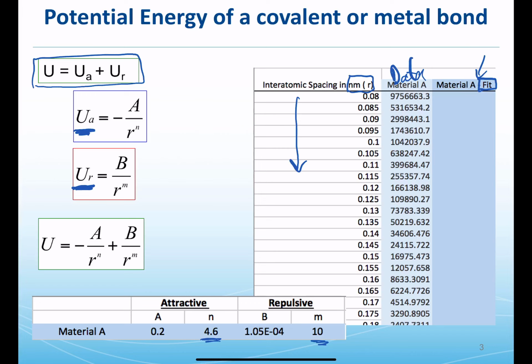So the first component, the potential energy due to attraction, is simply a constant A, tabulated for us, divided through by the separation distance r raised to a power. The n value here is a constant as well. So these two values, A and n, do not change with temperature, and they do not change with separation distance.